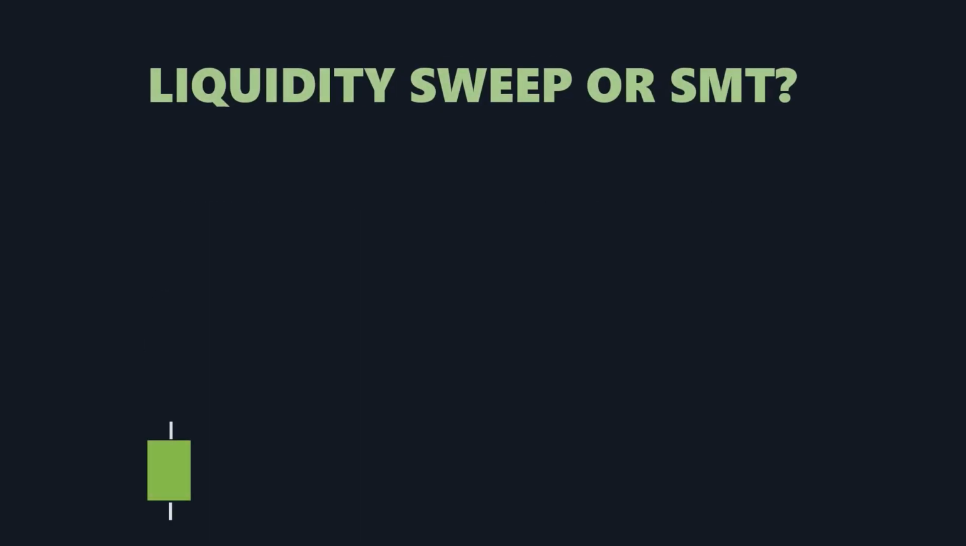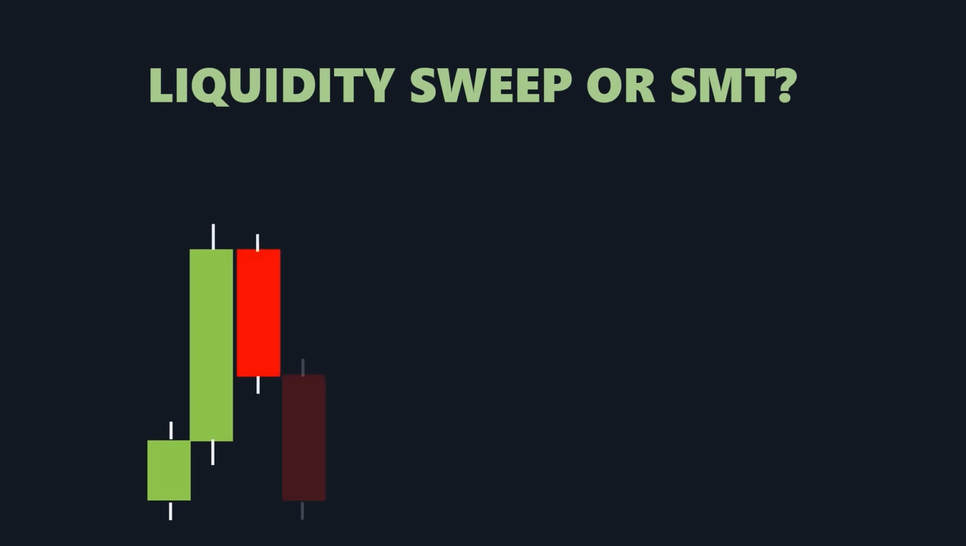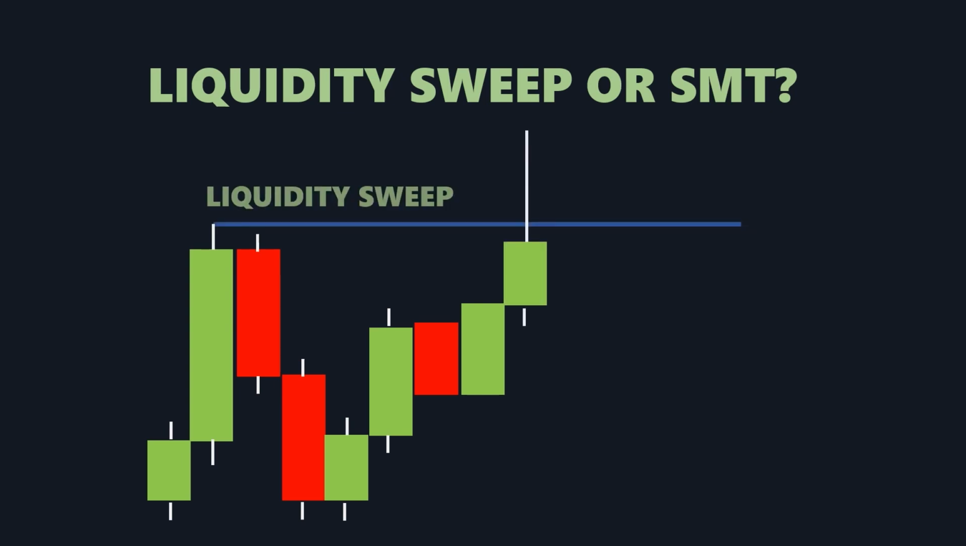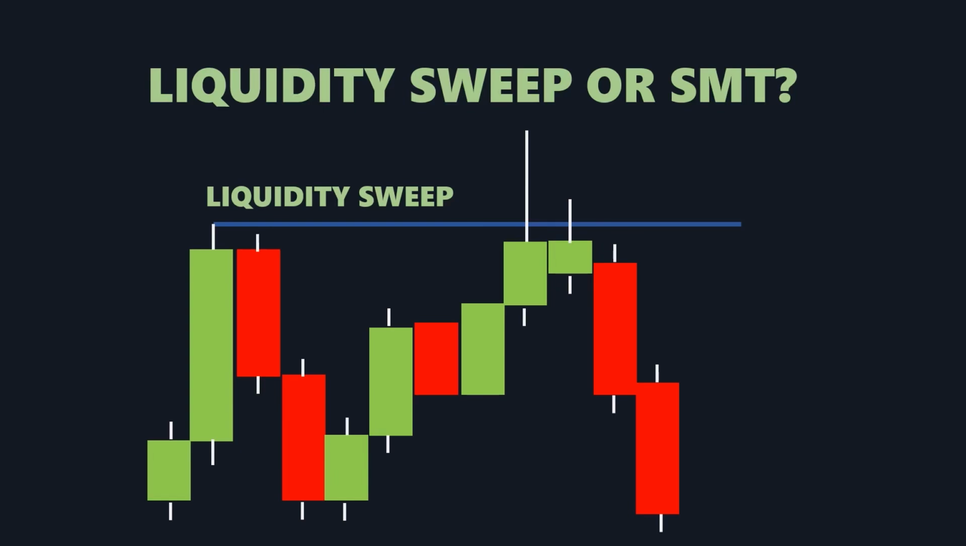Step 2. Liquidity sweep or SMT. The next step to identifying a unicorn model is to look for a liquidity sweep. SMT divergence also makes this setup valid, but to keep things simple we will be looking for a liquidity sweep.